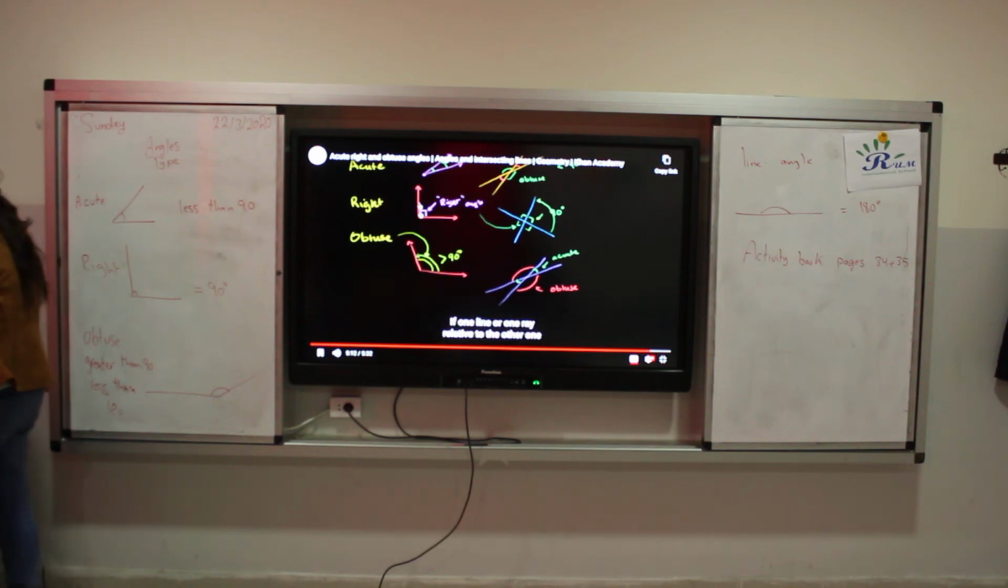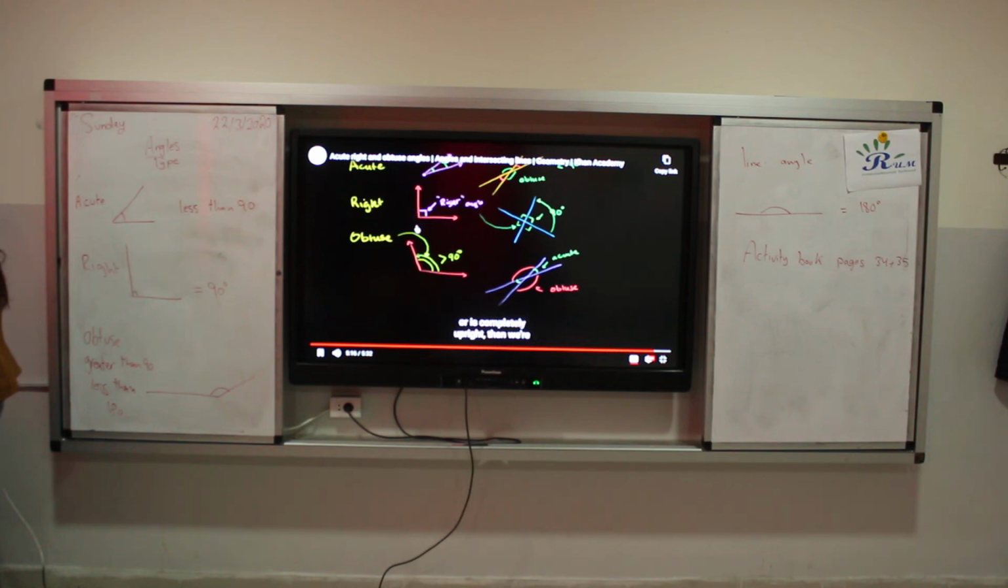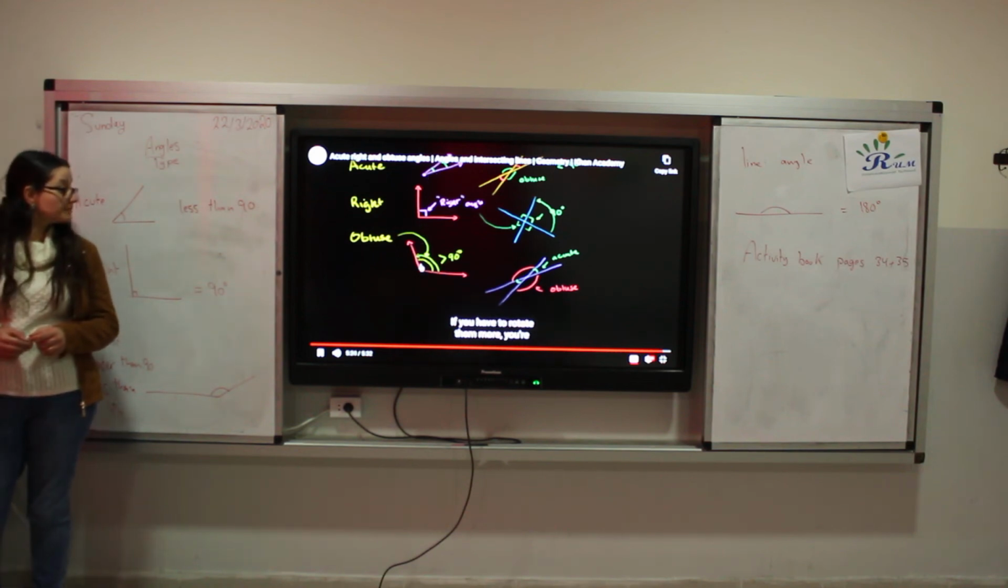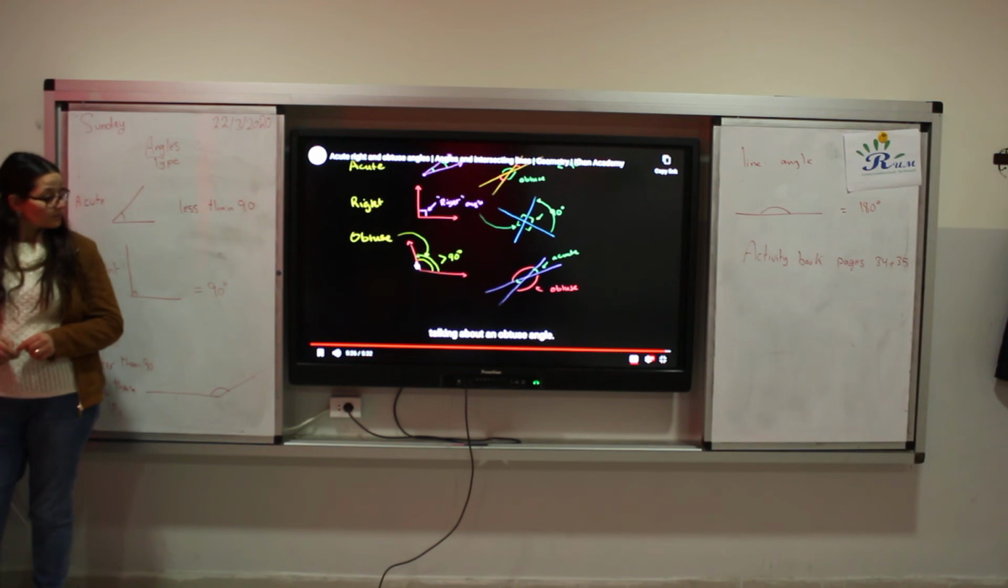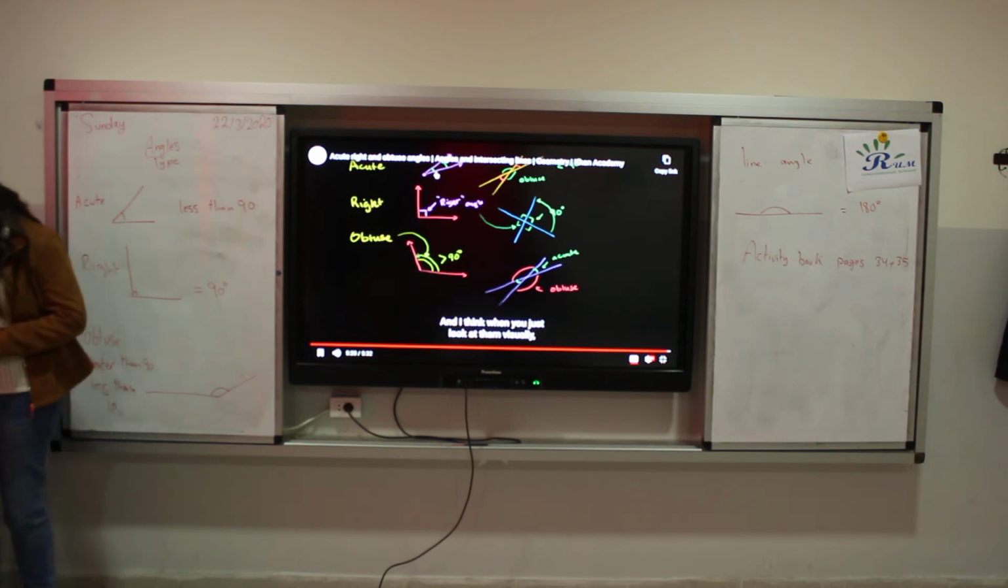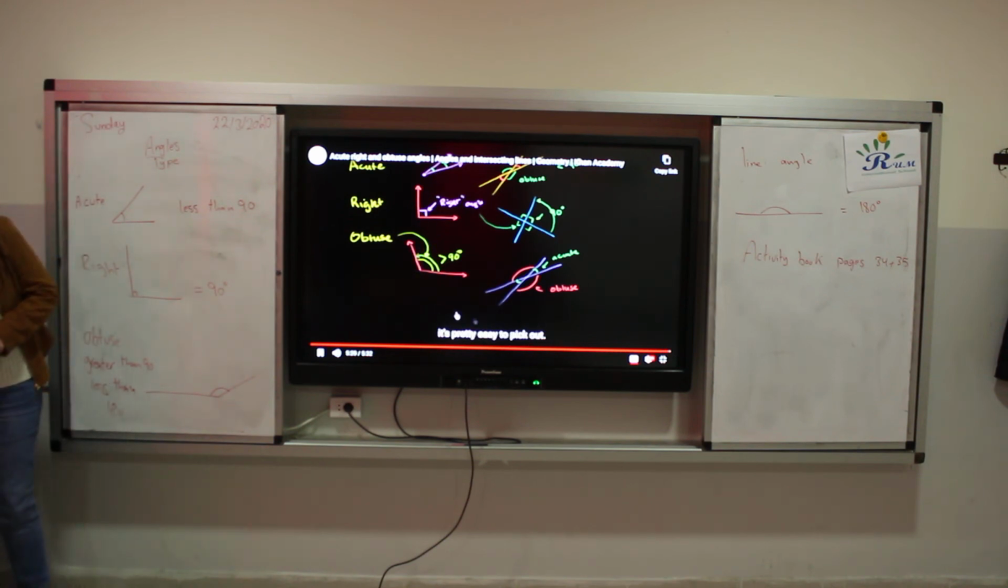So, a very simple idea. If one line or ray relative to the other one is straight up and down versus left and right, or completely upright, then we're talking about a right angle. If they are closer to each other, if you have to rotate them less, you're talking about an acute angle. If you have to rotate them more, you're talking about an obtuse angle. I think when you just look at them visually, it's pretty easy to pick out.